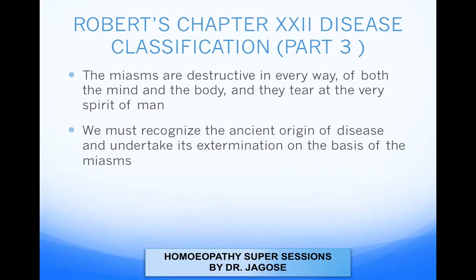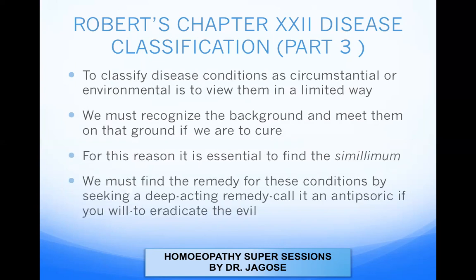We must recognize the ancient origin of disease and undertake its extermination on the basis of the miasm. So we must recognize what is the origin of the disease, and based on the miasm, we have to treat it. To classify disease conditions as circumstantial or environmental is to view them in a very limited way. So just to classify the disease, because the disease may be because of an environmental condition or certain circumstantial conditions, this is to have a very limited outlook towards the classification of the disease.